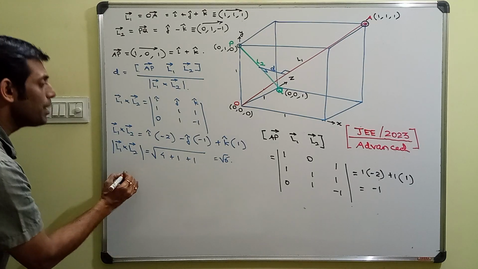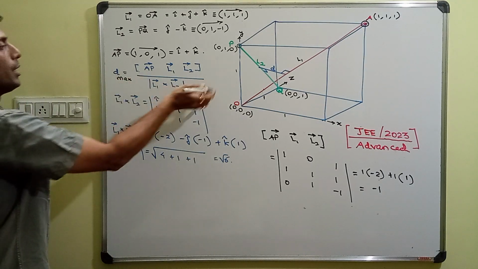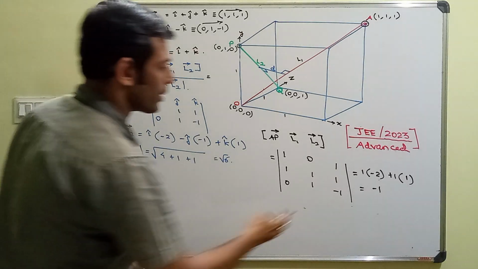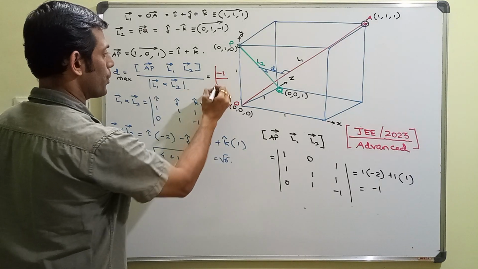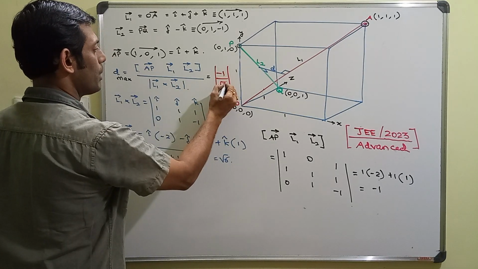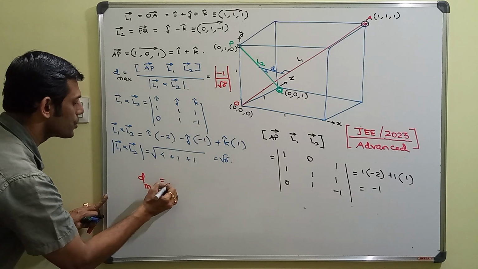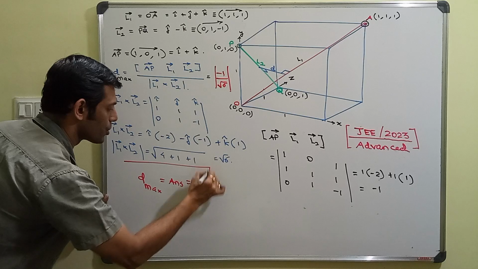So therefore your D max calculation is equal to the magnitude of the scalar triple product, which is equal to 1 unit, divided by the root of 6. So if this is the calculation, then your D max, which is the required answer of this question, is equal to 1 by root 6.